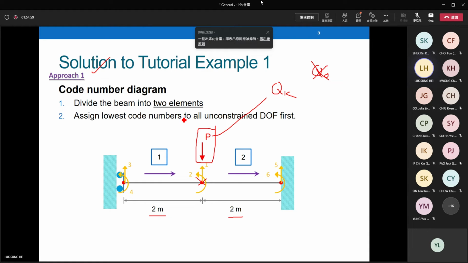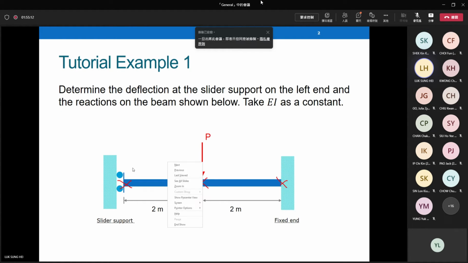Second, assign the code number. Code number 1, code number 2, code number 3. Why we start from these 3 positions? Actually, we follow our Hasbook method right here. I do this manually to show you what happened. 3 nodes, 6 degrees of freedom. For each node, we have 1 vertical, 1 rotational degrees of freedom.